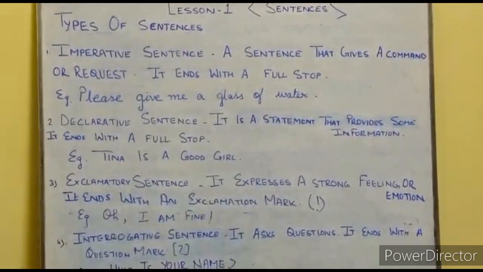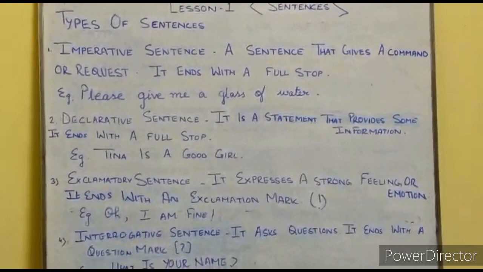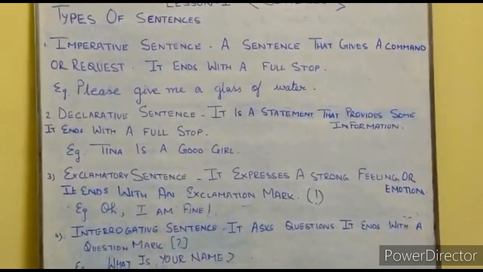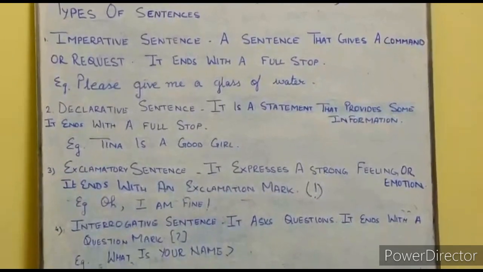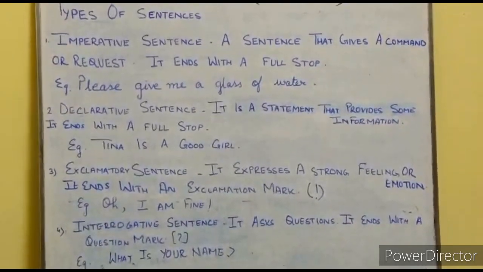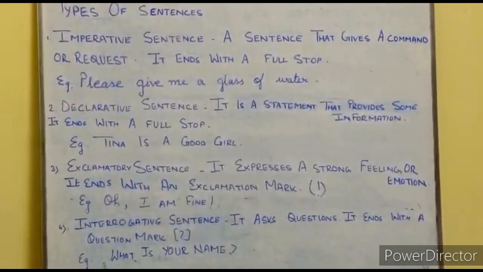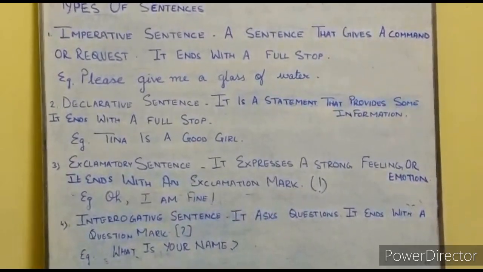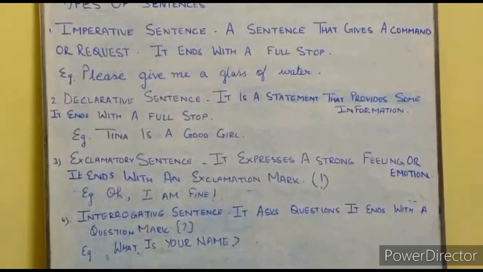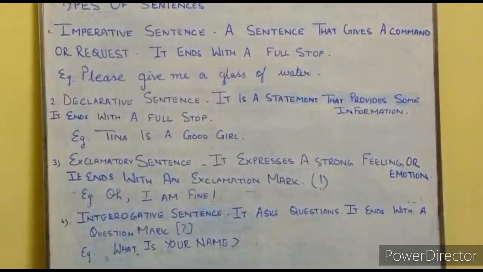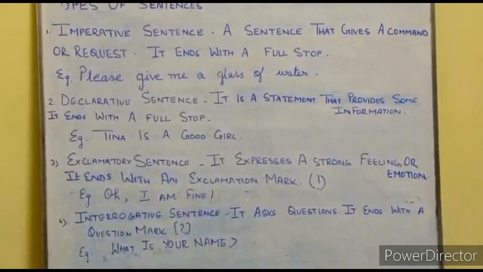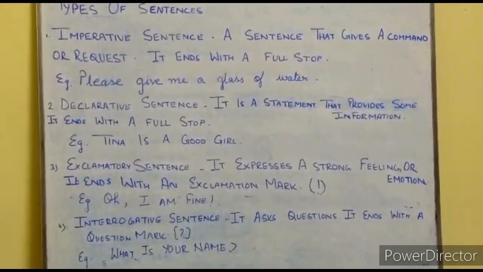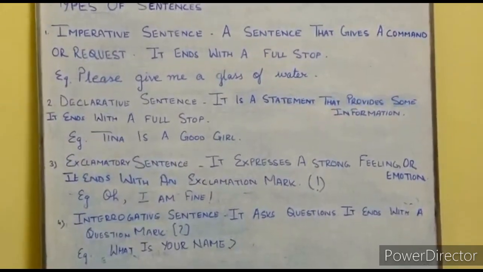Written. Now sentence number 2, declarative sentence. It is a statement that provides some information. It ends with a full stop. Example: Tina is a good girl.